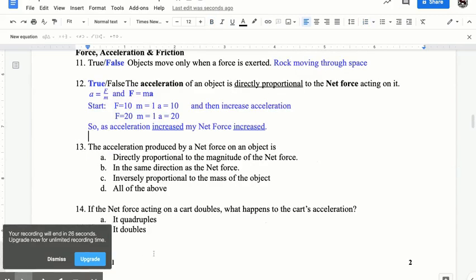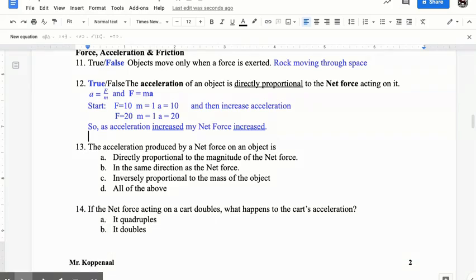Okay. The acceleration produced by a net force on an object is directly proportional to the magnitude of the net force, in the same direction as the net force, inversely proportional to mass, all of the above. Now, I don't know about you, but whenever I see an all of the above answer, I'm tempted to choose it. So what I need to remember is, if I identify the first one as true, I need to check to see if the other ones are true.